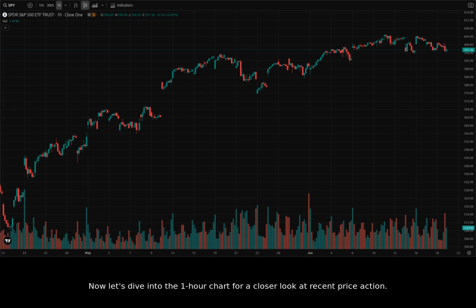Now, let's dive into the 1-hour chart for a closer look at recent price action. Zooming in on the past few days, we see a bit more volatility, which could be a reaction to the Fed news. There's some choppiness here, suggesting indecision in the market. We'll want to watch for a clear break above or below recent resistance and support.